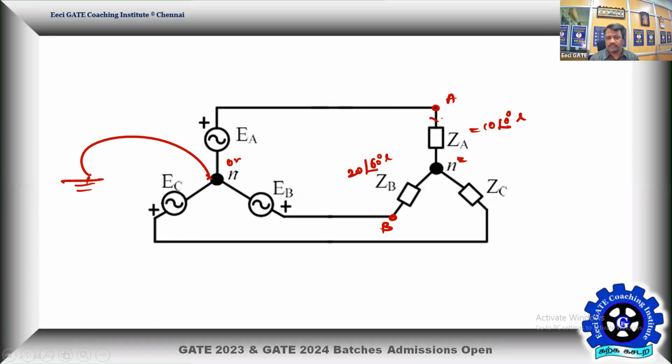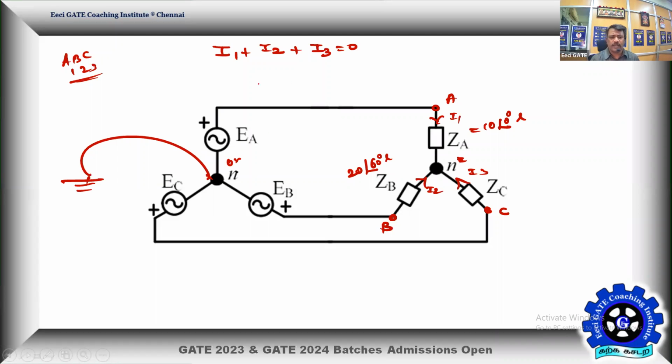I'll take this current as I1, this current as I2, and this current as I3. The algebraic sum of all three currents must be equal to 0. I1 plus I2 plus I3 must be equal to 0 to get zero neutral current. This point is C. So I3 is the C phase current, I2 is the B phase current, and I1 is the A phase current. Instead of ABC, I will assign 1, 2, 3 to the corresponding phase currents.